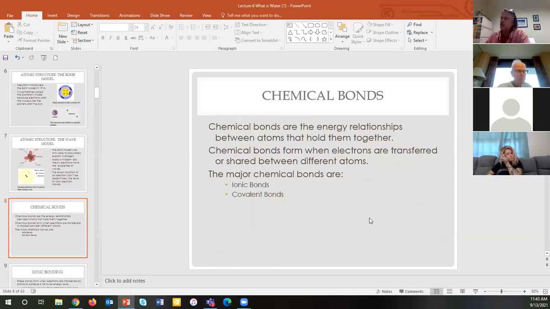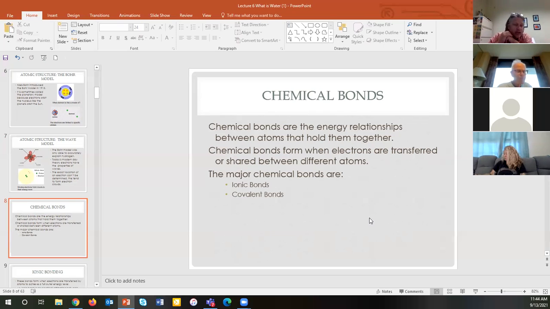So I mentioned the 2 types of chemical bonds. The first type are called ionic bonds. The second type is called covalent bonds. Ionic bonds form when electrons are gained or lost. If you gain electrons, you become a negative ion. When you lose electrons, you become a positive ion. Negative and positive attract each other electrically. So the ionic bond is the attraction of oppositely charged ions.